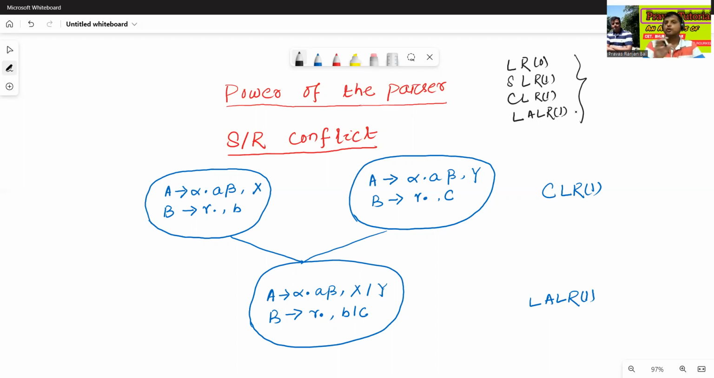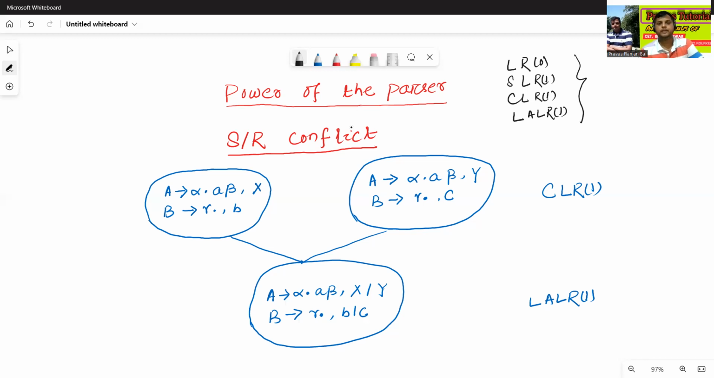So out of these four parsers, which parser is the most reliable and most powerful? Which is the best parser, generally used in practical compilers like C, C++, Java? Before deciding which parser is most powerful, we'll try to understand some concepts. Then we'll decide which parser is most suitable, most powerful, and the best parser.